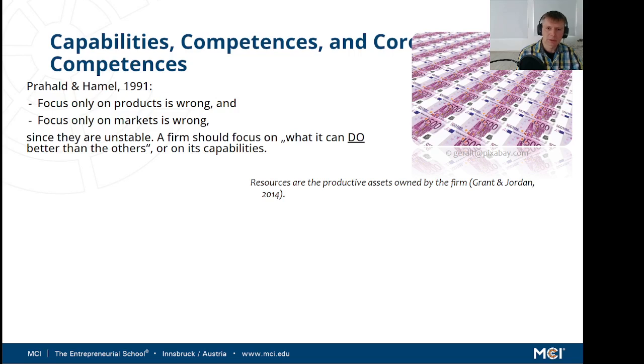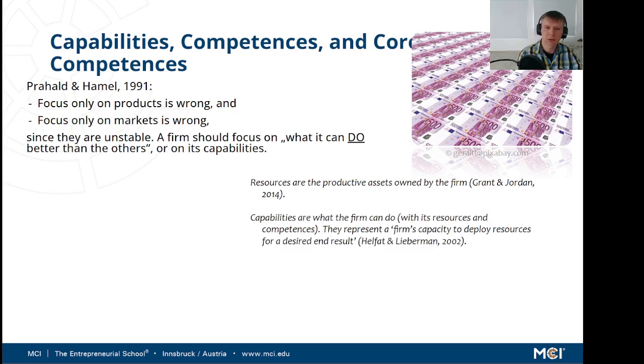If we talk about the resources, they are the productive assets owned by the firm. So it's really about the tangible and intangible assets that you have within your firm, and it's actually something you possess. If we talk about the capabilities, it is about what firms can do with the resources. They represent the firm's capacity to deploy resources for a desired end result. As you know, many firms can have different resources, and some of them with very similar or almost equal resources become more or less successful. So it's not about having something, it's about what you can do with what you have.